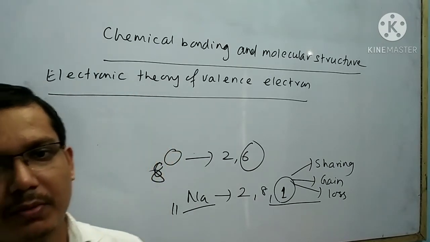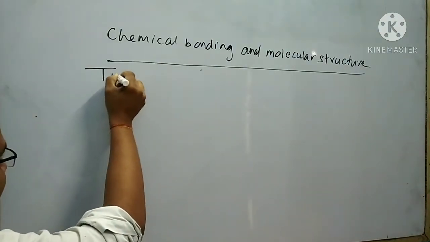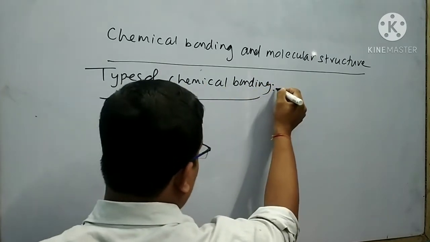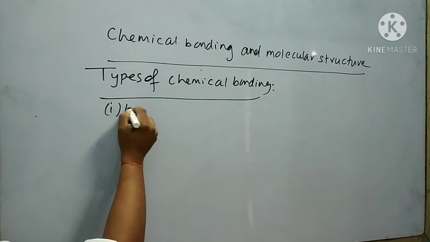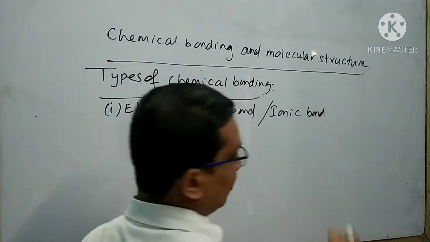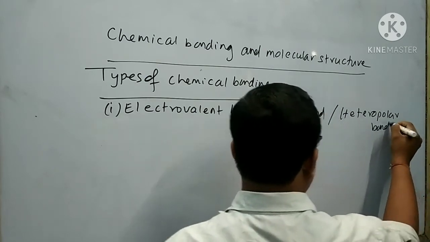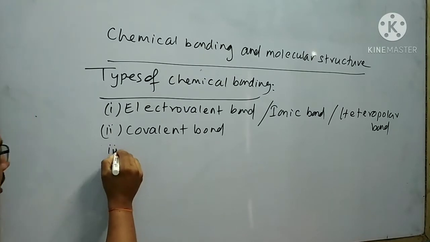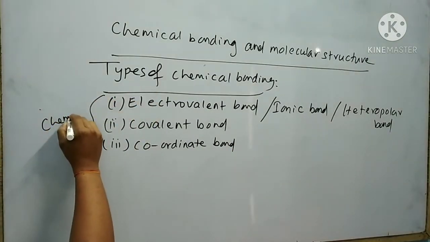These are the importance of valence electron which is clearly explained by the help of electronic theory. Next I will explain about the types of chemical bonding. The chemical bond can be classified into three types. Number one is electrovalent bond, also called ionic bond or heteropolar bond. Second is covalent bond. Third is coordinate bond.